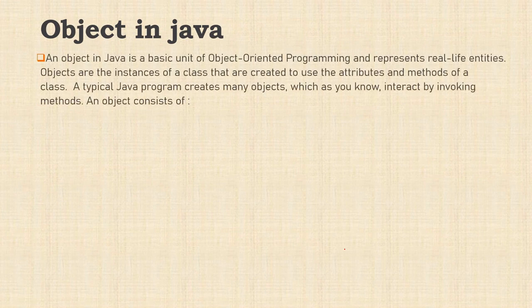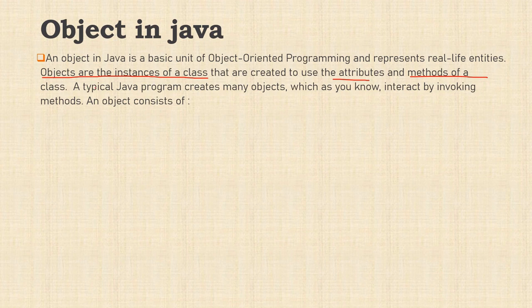Now we're going to see objects. So we are going to understand objects in Java. Let's get started. An object in Java is a basic unit of object-oriented programming and represents real life entities. Objects are the instances of a class. Here objects are the instances of a class that are created to use the attributes and methods of the class. Attribute means the data field of that class.